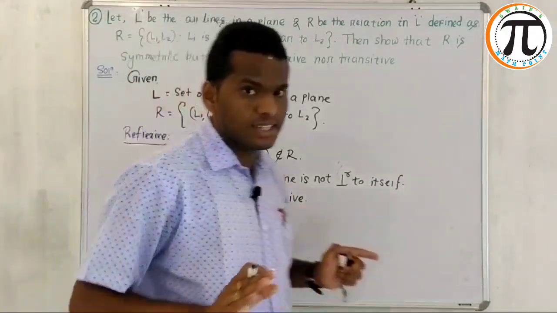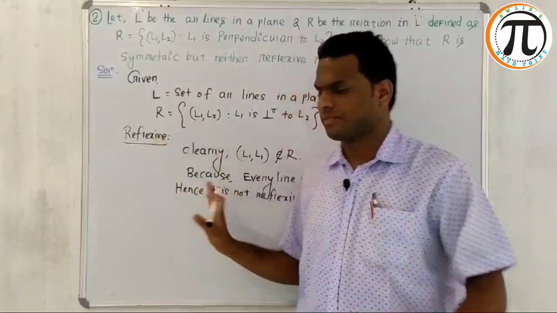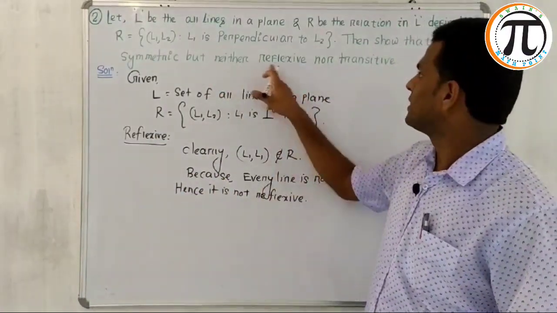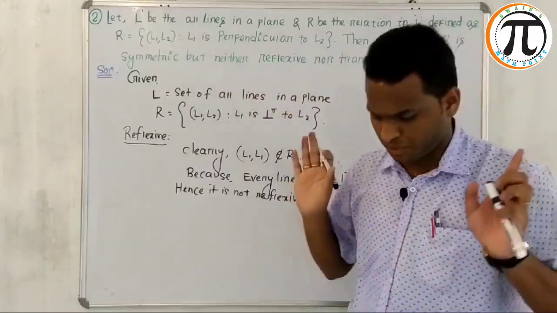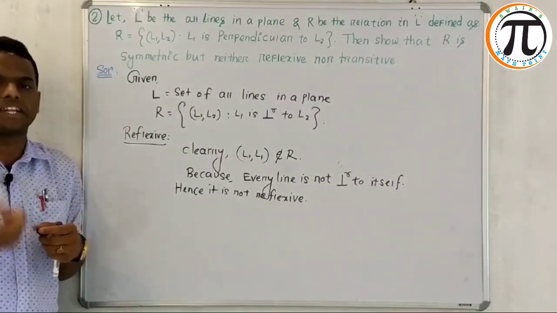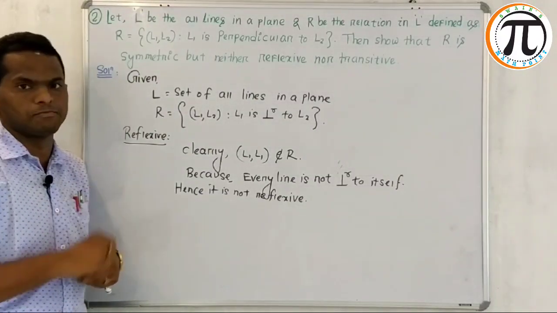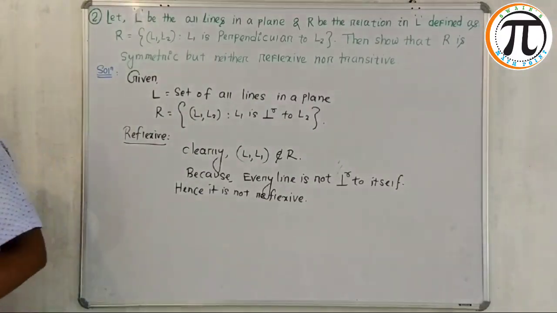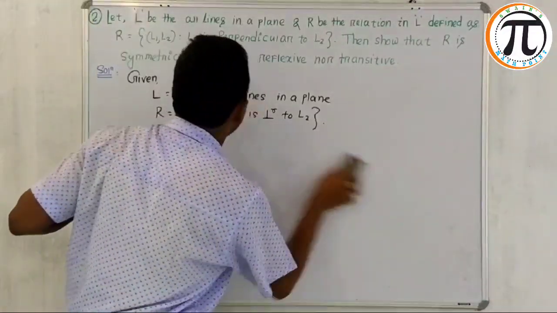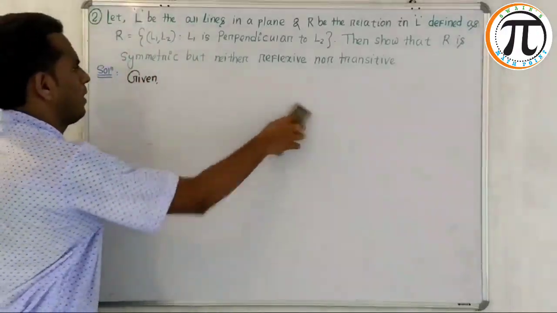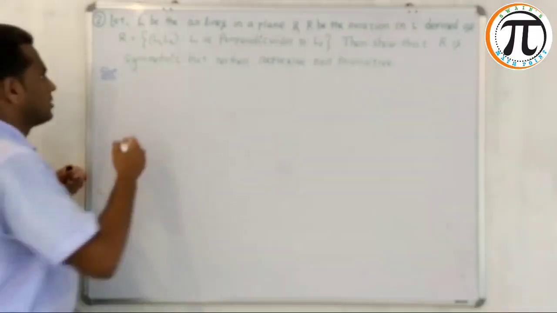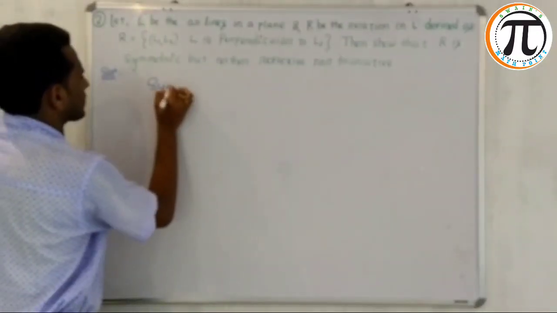Clear? So the first, reflexive relation, is over. We have to prove that it is not reflexive. Look, the question says it is not reflexive. First thing is proved. So coming to second, which is symmetric. Now we'll check symmetric. According to the definition of symmetric, if (A, B) belongs to R, then (B, A) belongs to R. So next we will discuss symmetric.